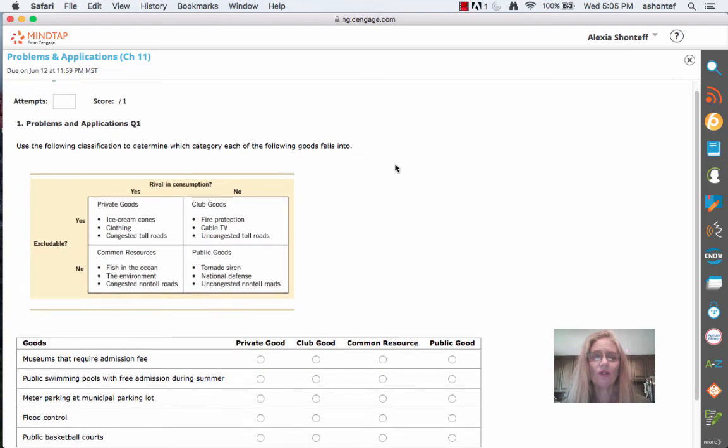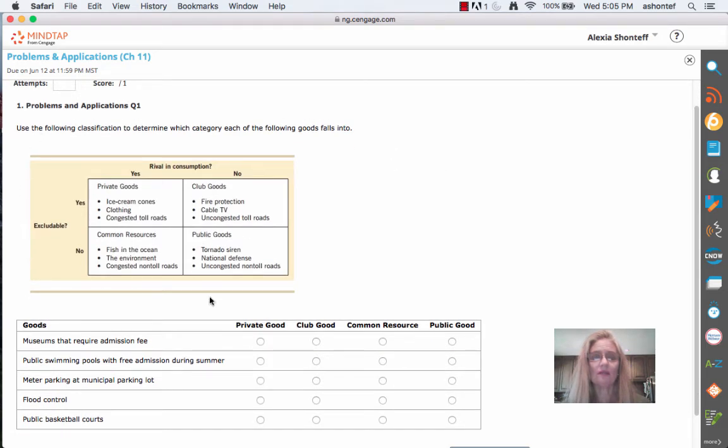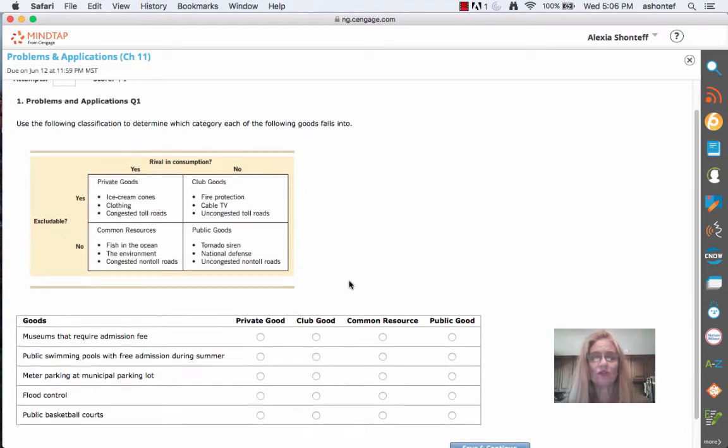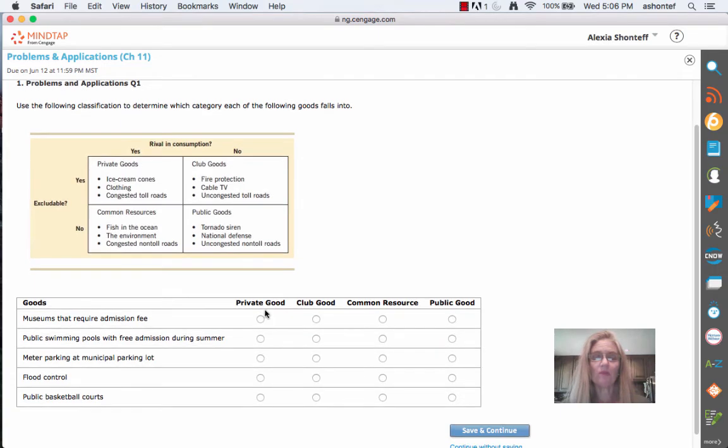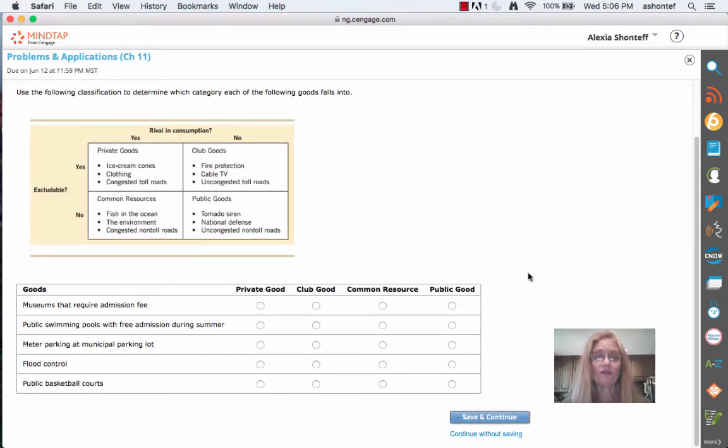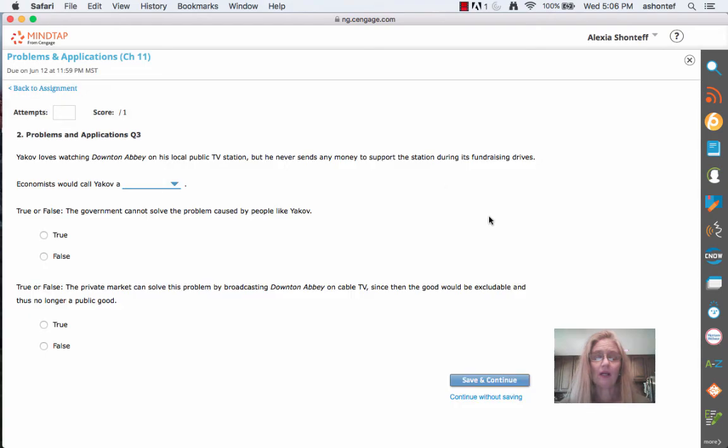So here you're given a little chart of rival in consumption and excludable, and you'll be asked which of the following would meet the private good, club good, common resource, or public good. So you'll just go through these and select. And I think after what we just ran through, you should be able to answer these questions with no problem. The next question, you just need to kind of read each one and then think through what they're asking.